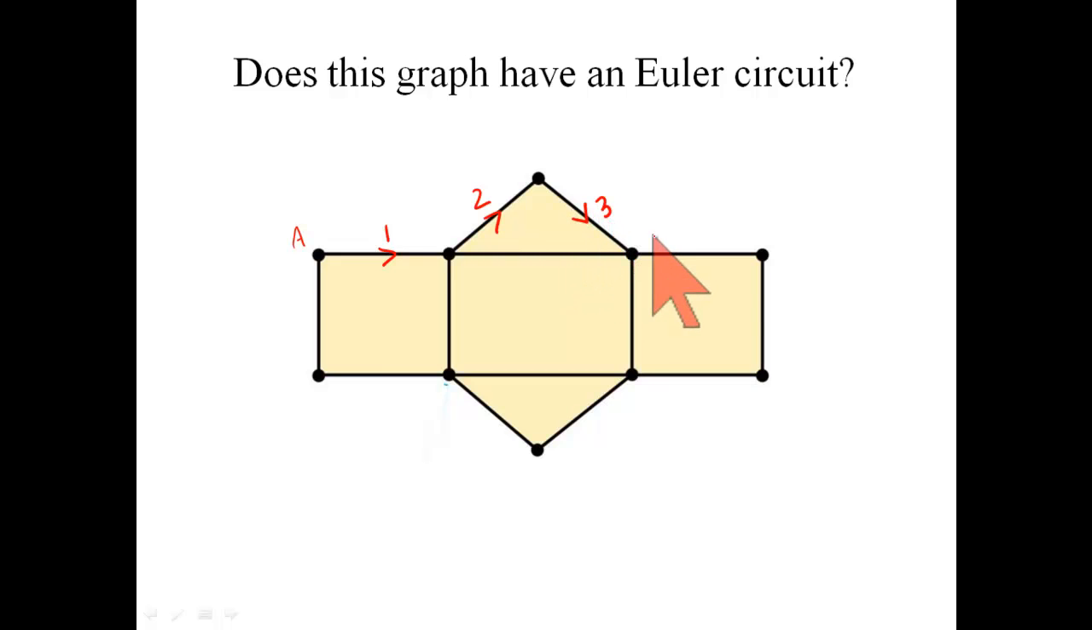So then I could go here, 4, 5, 6, and then I have a choice, and maybe I could come up here, 7, 8, 9. Then how about we come back here and go 10, 11, 12, 13, and 14. Aha, there it is. That's an Euler circuit. This graph does have one. It has more than one. Here is one.